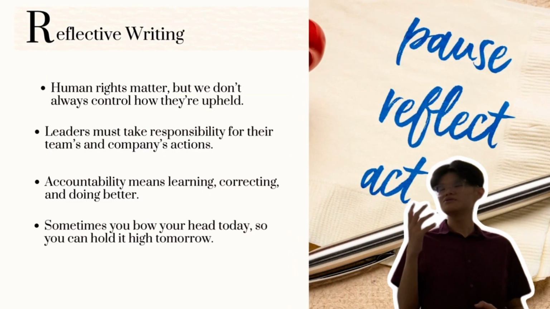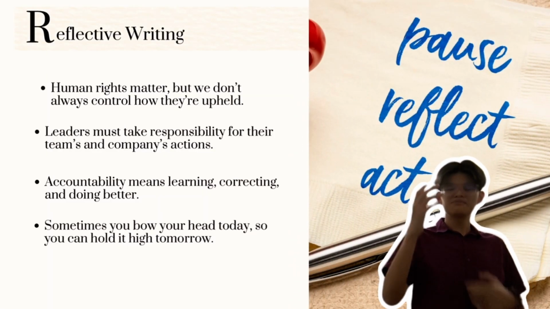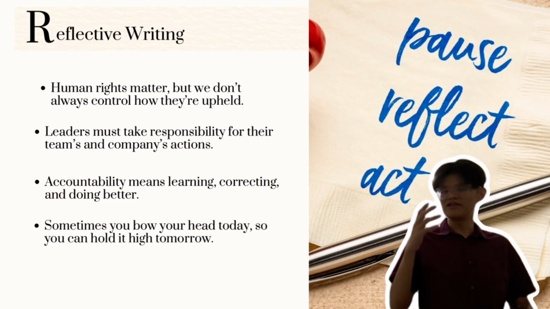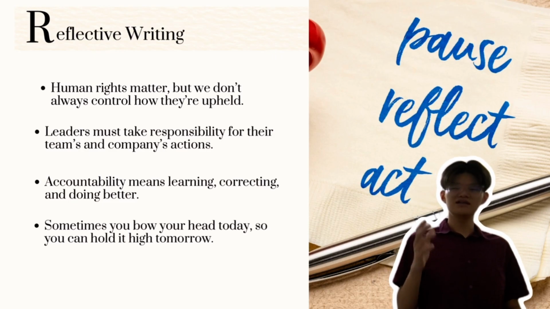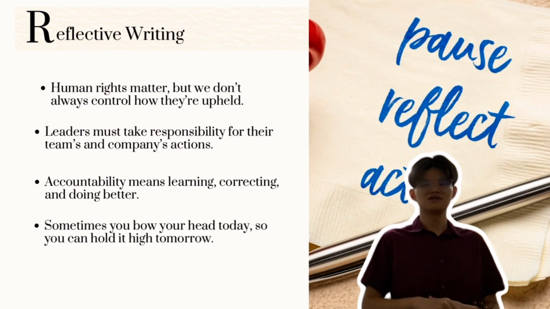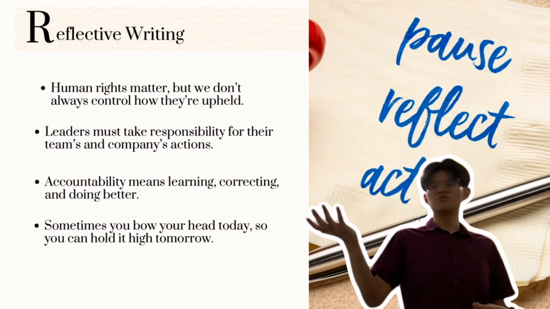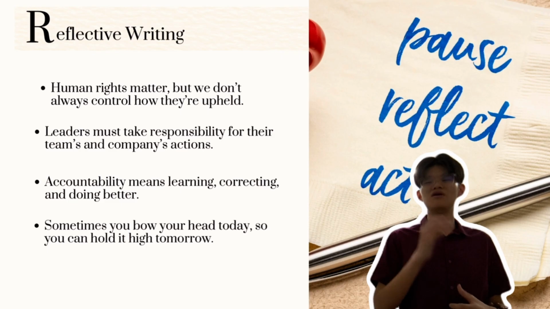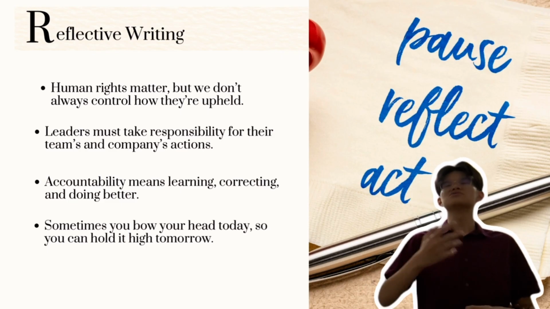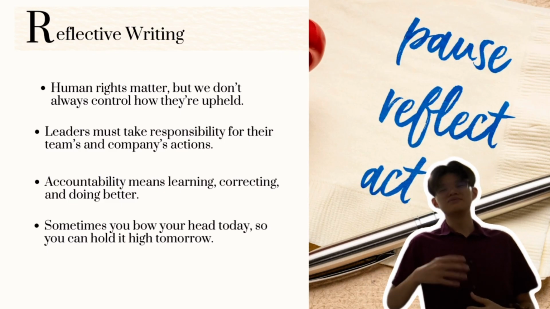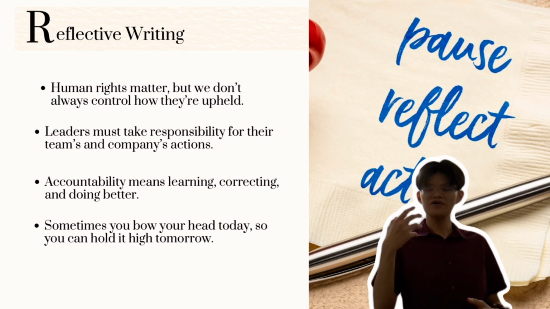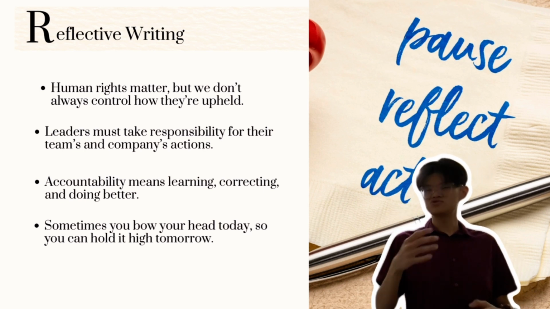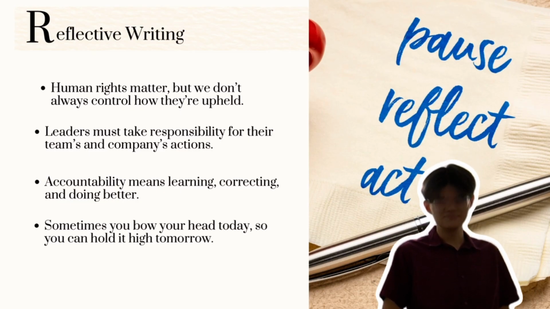I agree that while human rights are important, sometimes we are not the ones who take control of it. Leaders need to be accountable for the mistakes the staff and the company make. This just means that they are willing to admit that they were wrong and willing to do their best to correct their mistakes. Being accountable is not being weak-willed. Sometimes you need to bow your head today so you can hold it high tomorrow.